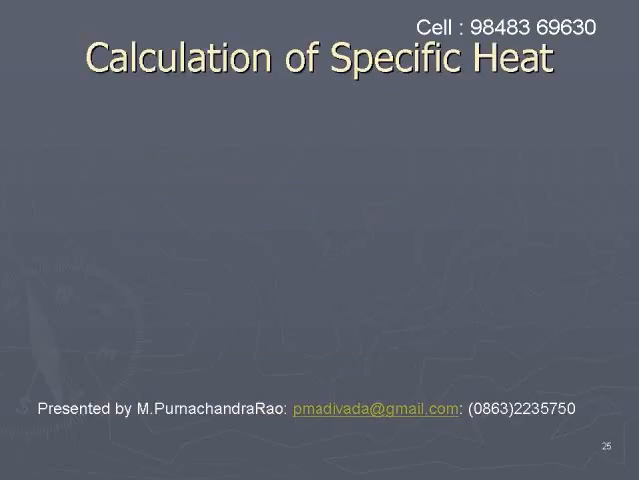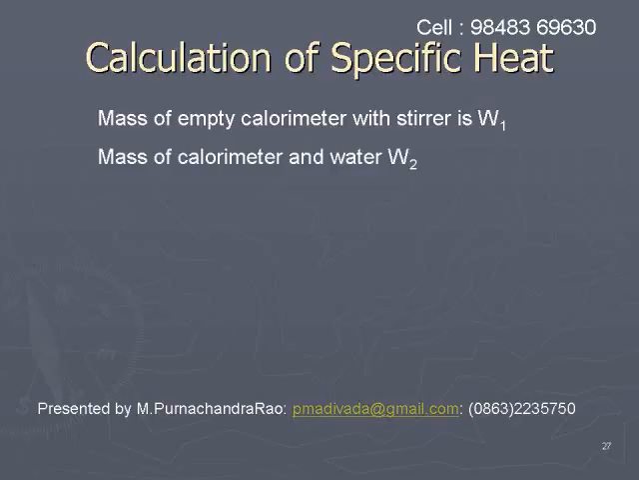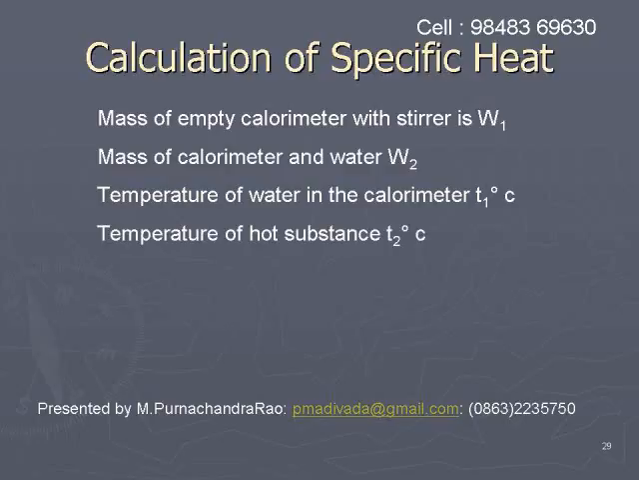Calculation of specific heat. For calculating specific heat, we have to take the following readings. Mass of empty calorimeter with stirrer is W1. Mass of calorimeter and water is W2. Temperature of water in the calorimeter is T1 degrees centigrade.